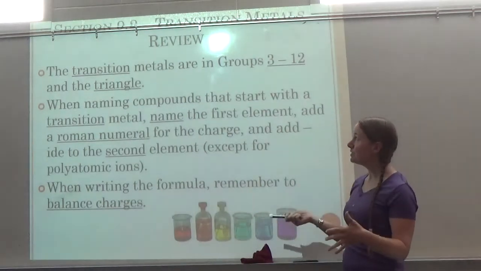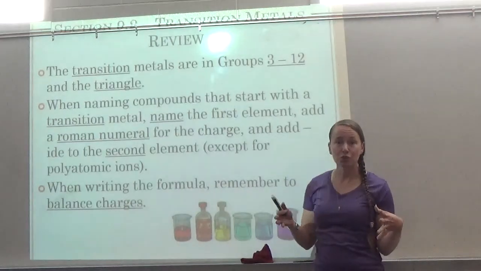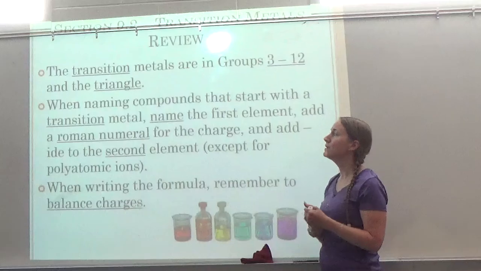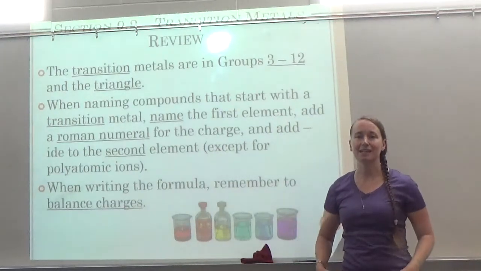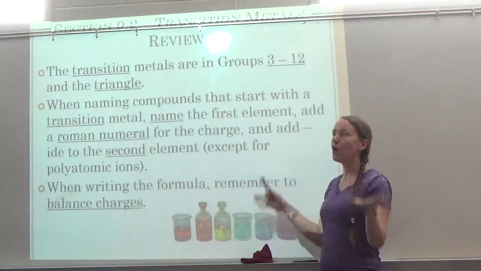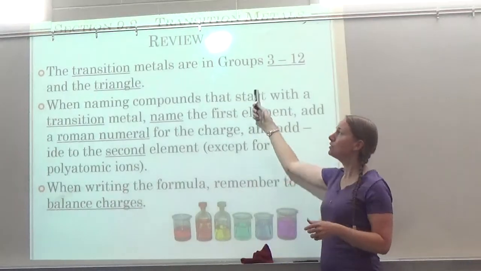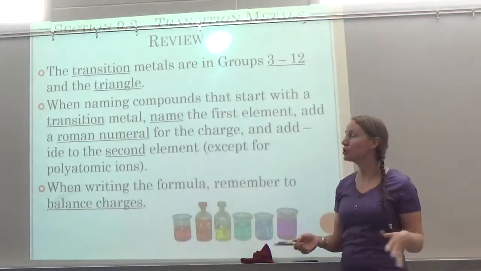So the transition metals include everybody in groups 3 through 12, the little triangle of other metals that go up under the stair-step, and it includes your lanthanides and actinides. Remember, I will call that whole group the transition metals, though, just to save time, because it just includes anything that can have more than one charge.